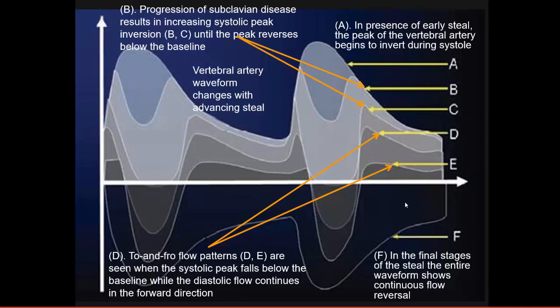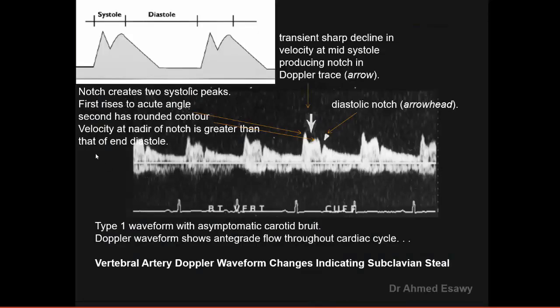With more progression, in the final stage of the steal, the vertebral artery shows the entire waveform below baseline, continuous flow reversal. Transient sharp decline in velocity at mid-systole, producing a notch in the Doppler trace. This vertebral arterial Doppler waveform change indicates subclavian steal syndrome.